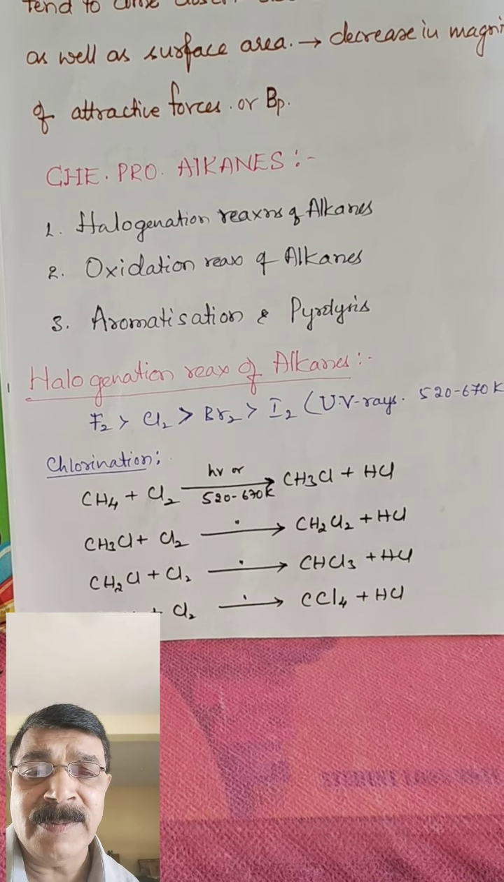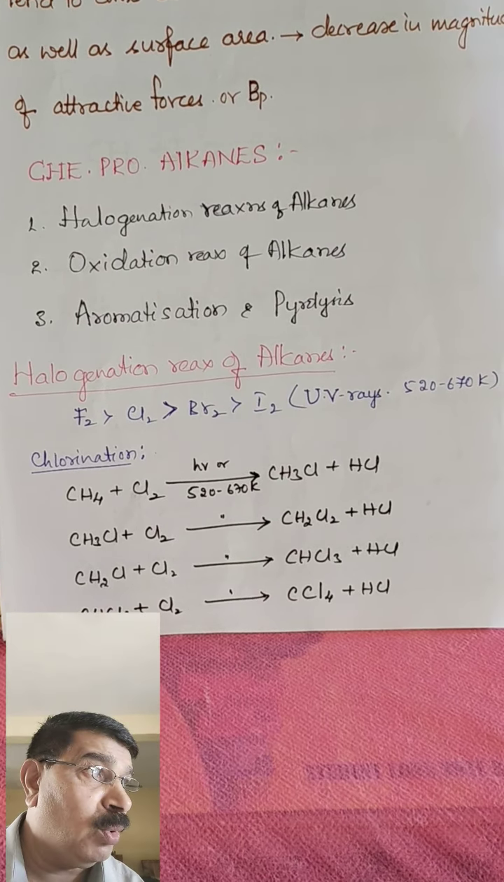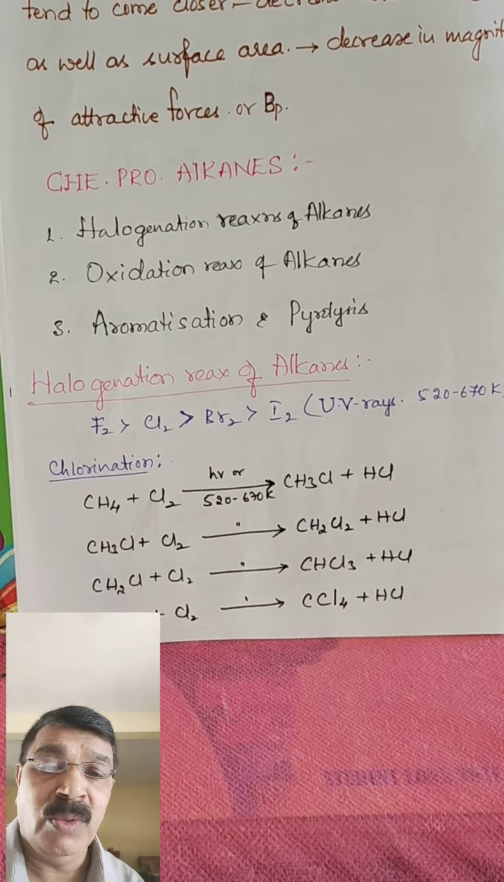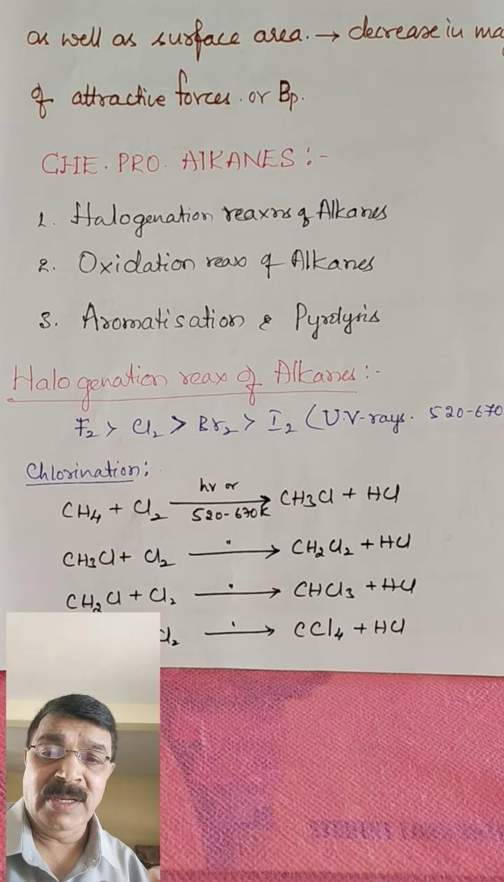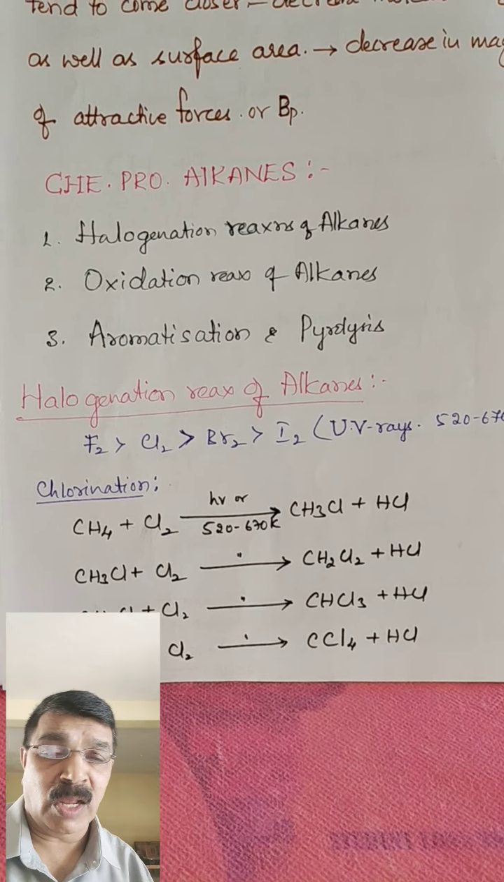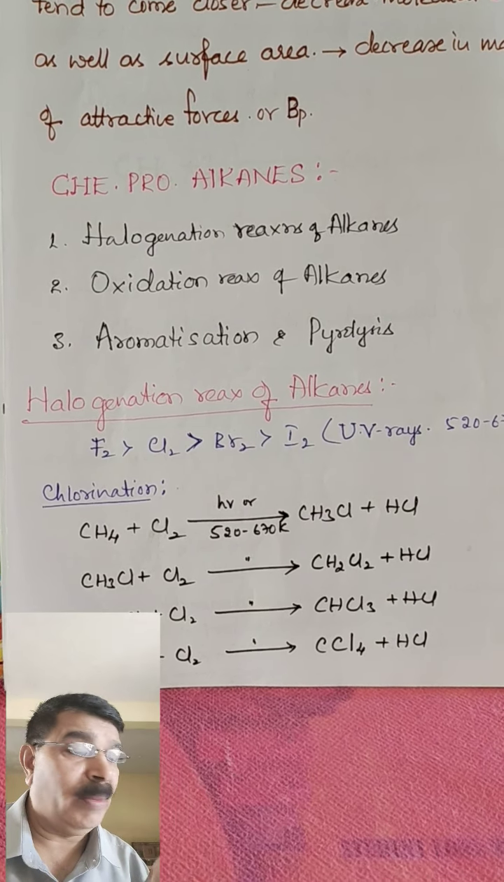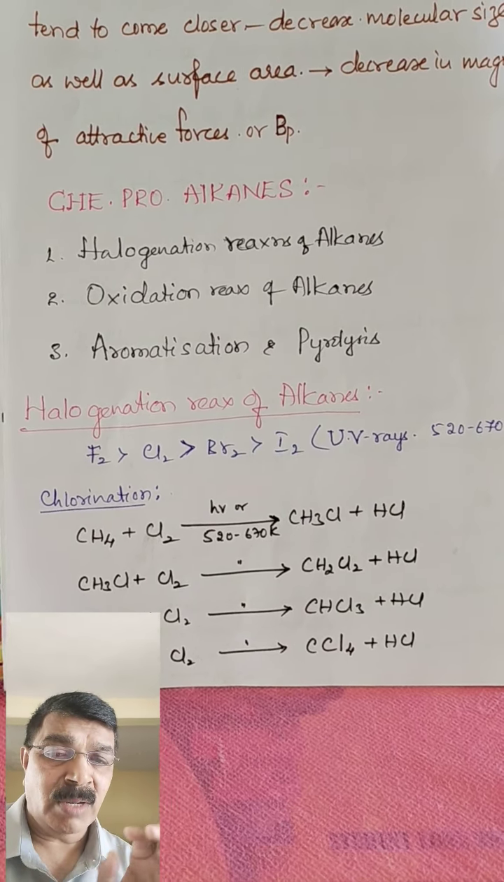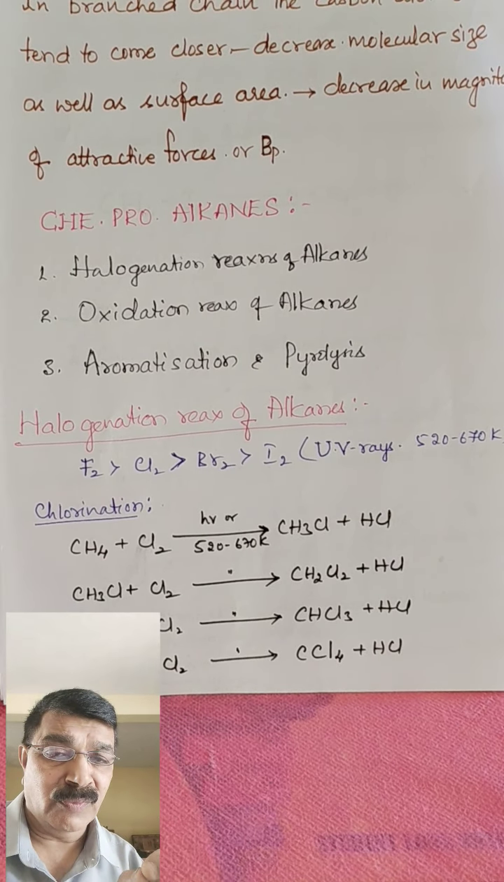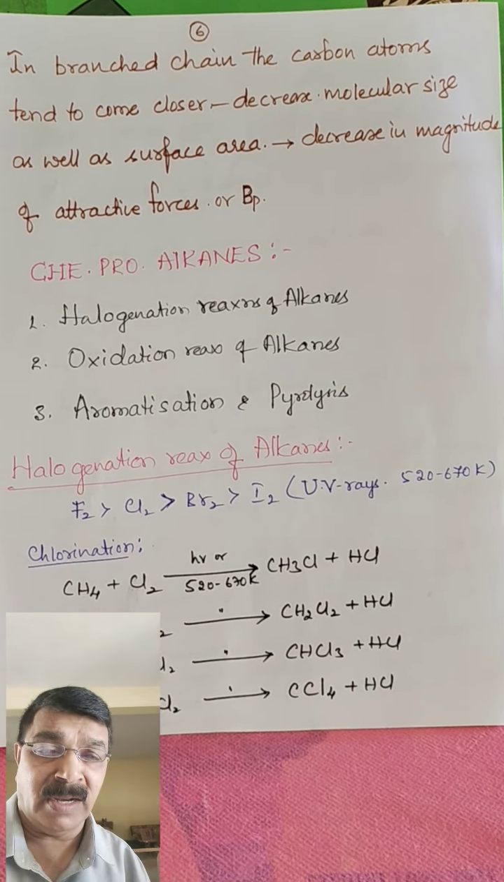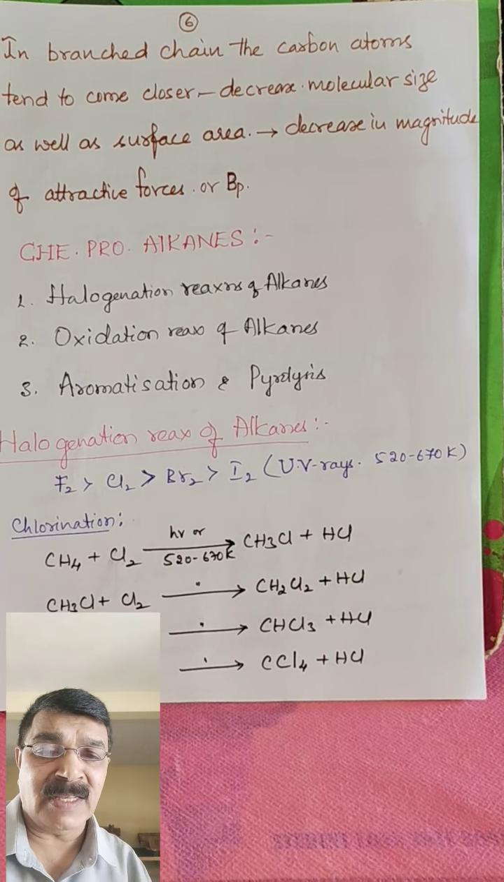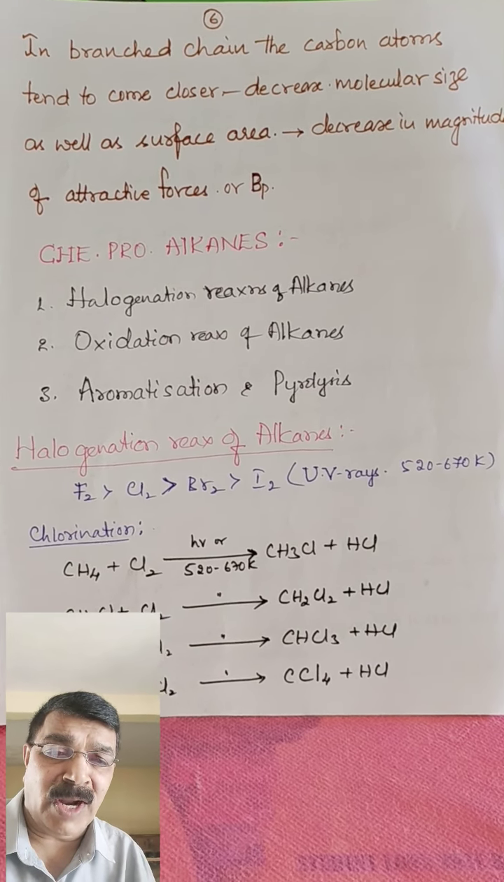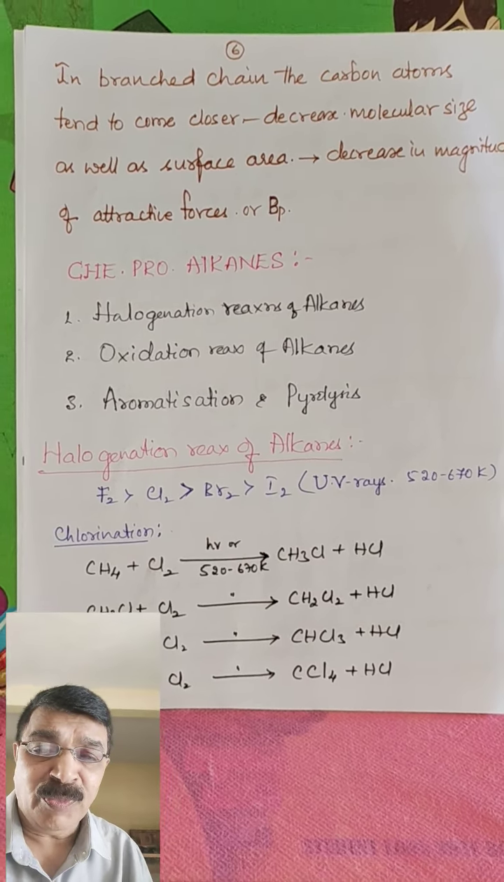Halogenation reactions, what is halogenation? It is the reaction with halogens: fluorine, chlorine, bromine, iodine, astatine. But we are not taking fluorine and astatine. Fluorine is highly reactive, and astatine is rarely available. The reaction takes place in presence of ultraviolet rays at the temperature of 520 to 670 degree Kelvin.